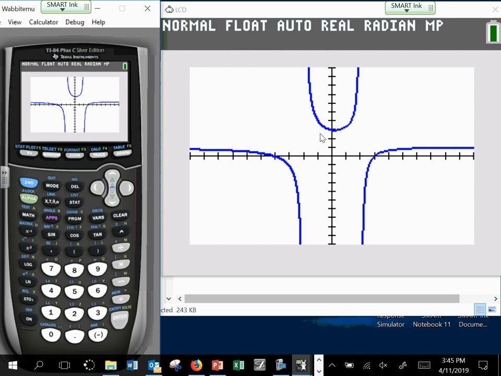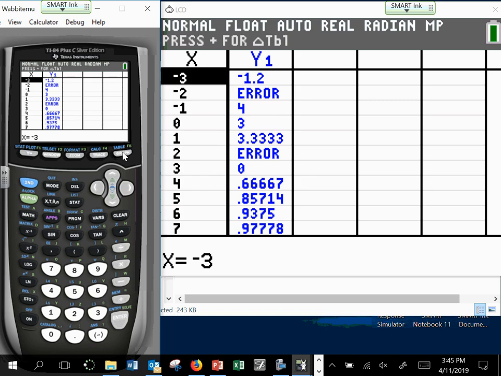So the way we can tell where the holes are is by using our table. So the next thing to do is look at your table. To get to the table, you hit the blue button, and then it's the same button as graph. It says table above it in blue. So this is our table.